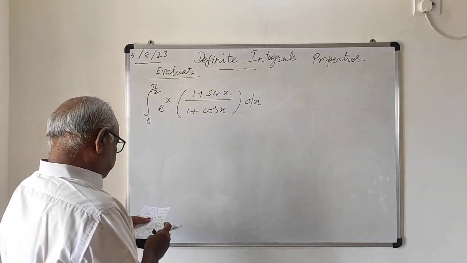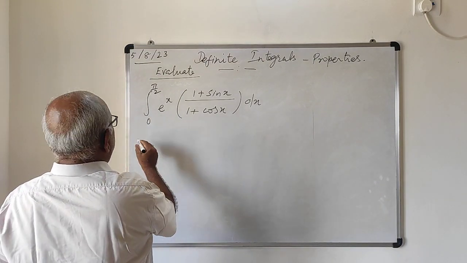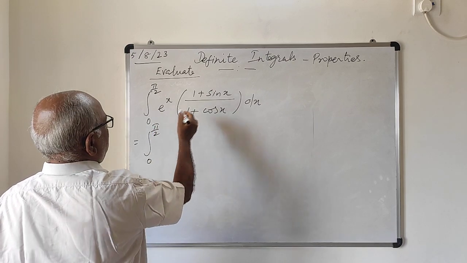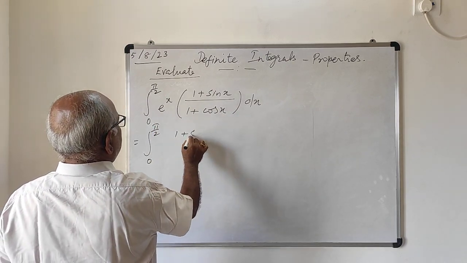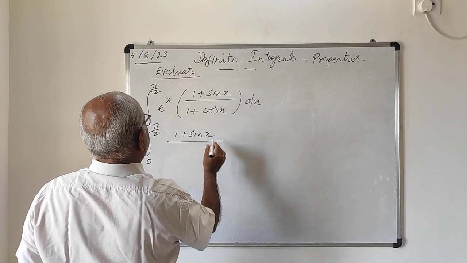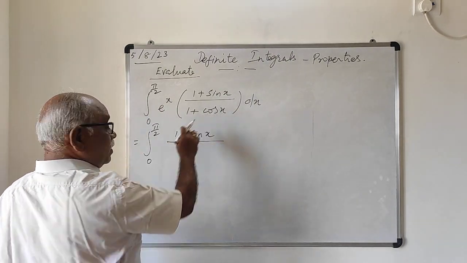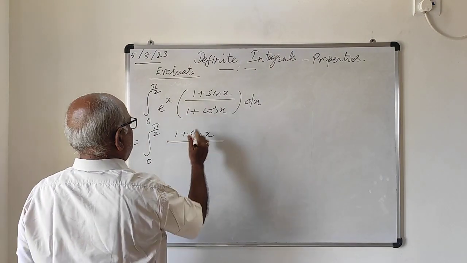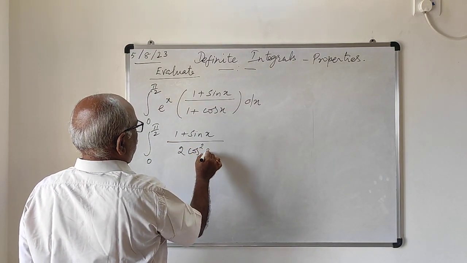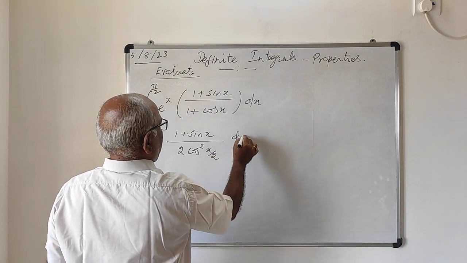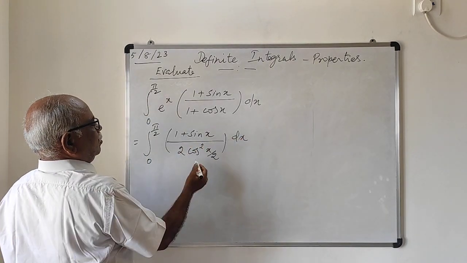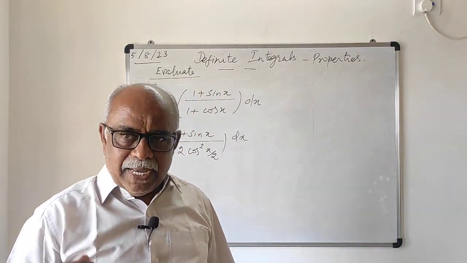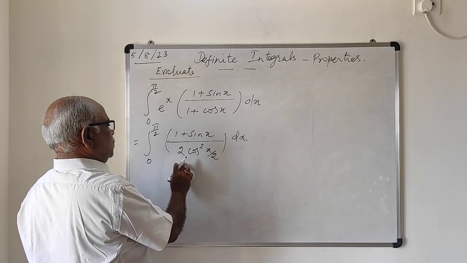Now, here I am rewriting this problem as the integral from 0 to pi by 2, where I write 1 plus sin x as it is, but 1 plus cos x by using a trigonometry result. You know 1 plus cos x is 2 cos square x by 2. So the numerator I keep as it is, 1 plus sin x.